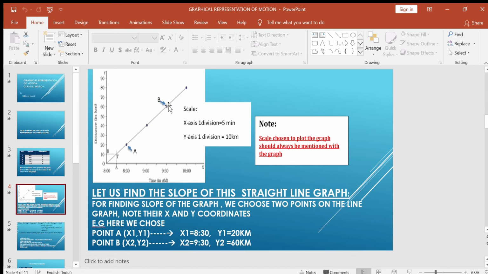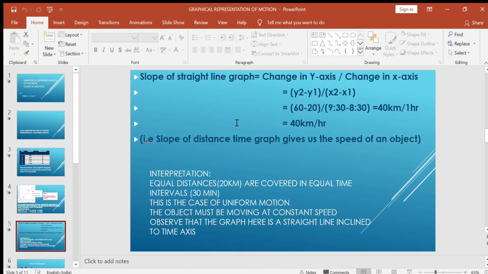Now let us look for the coordinates of the points A and B. Point A at X is 8:30, at Y it is 20. So point A, its coordinates are 8:30 and 20. And similarly for point B, the coordinates are 9:30 and 60. Fine. So now to find the slope, it's change in y-axis upon change in x-axis. That is y2 minus y1 upon x2 minus x1.